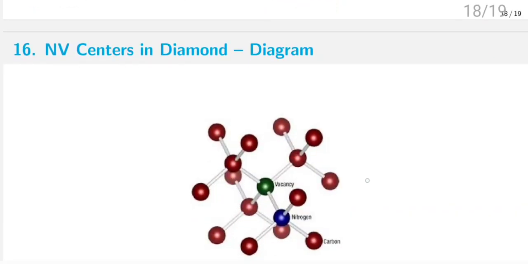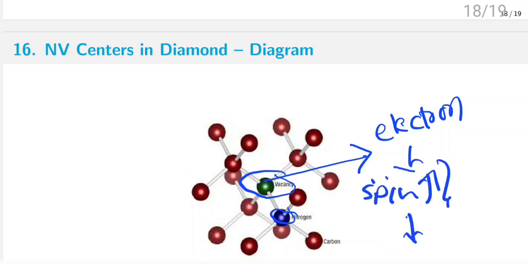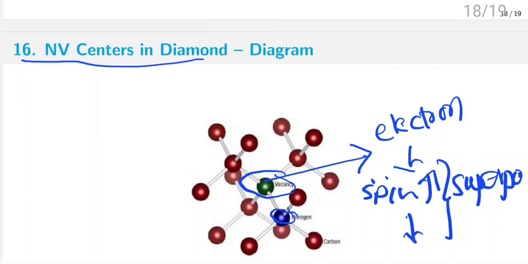And this is the diagram. If you check here, I have replaced one carbon atom with nitrogen, and it created a vacancy. In this vacancy I can trap an electron. The electron has two types, spin up and spin down. So this can act as a superposition, and I can do my operations. That is the working principle of NV centers in diamond.